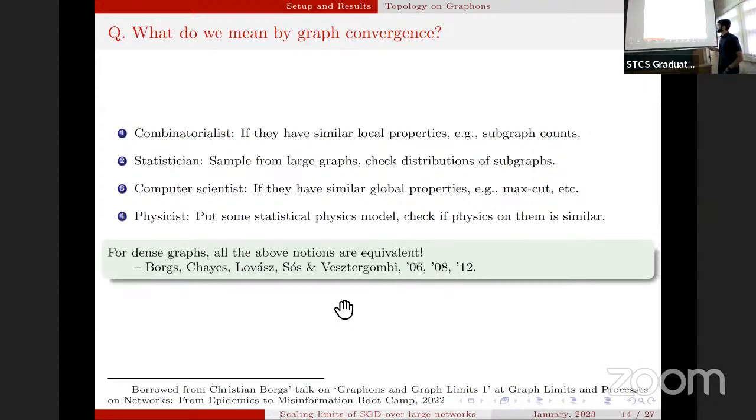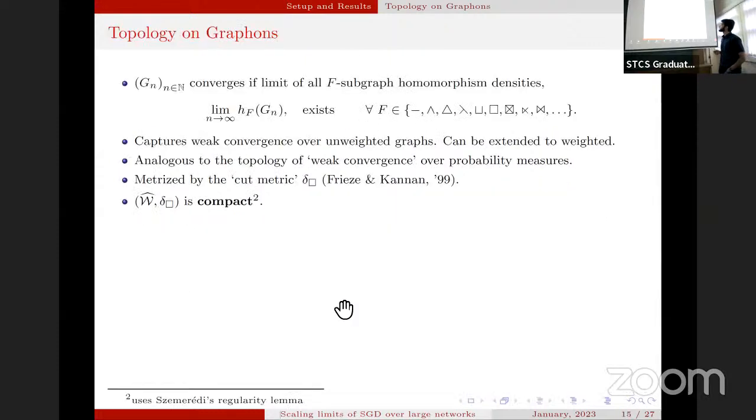It very well turns out that this famous five-author group showed in a sequence of papers that all these notions of convergence or closeness are equivalent. So it hints at a very natural topology which is present on the space of graphons. And we will see what that is. Okay. We will say that a sequence of graphs converges if the limit of all F subgraph homomorphism densities.